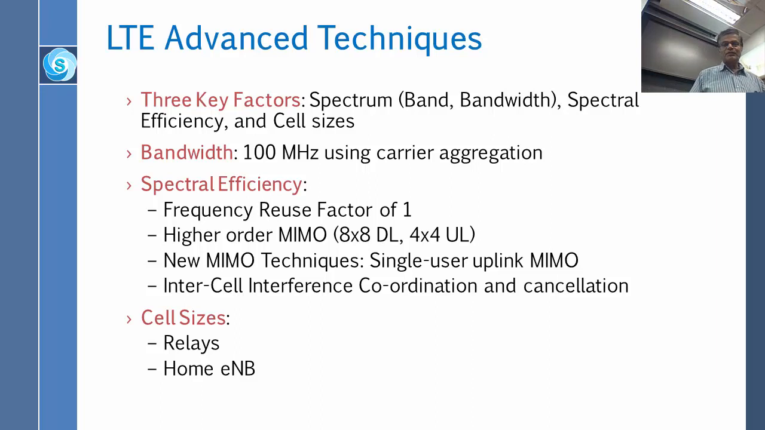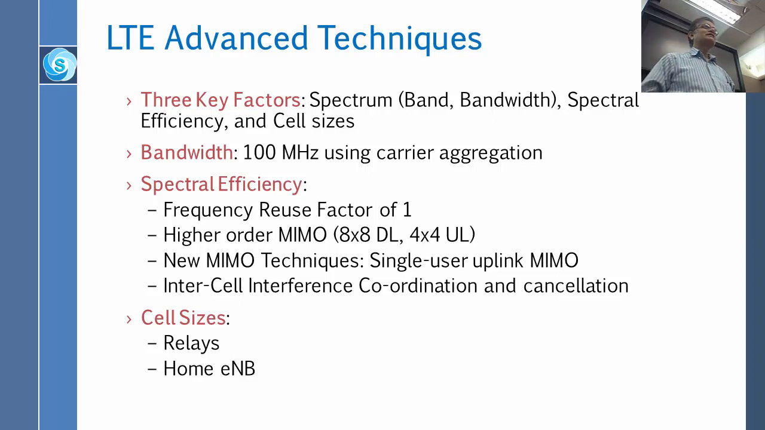Alright, so three key factors. When you want to increase bits, there are three ways you can do it. One is spectrum. Just get more spectrum, more hertz. Second is spectral efficiency. Get more bits per hertz, and that's where we can innovate. Third is the cell sizes. Make the cells smaller so that you don't go very far. And that is what is happening. Basically, all three are happening.